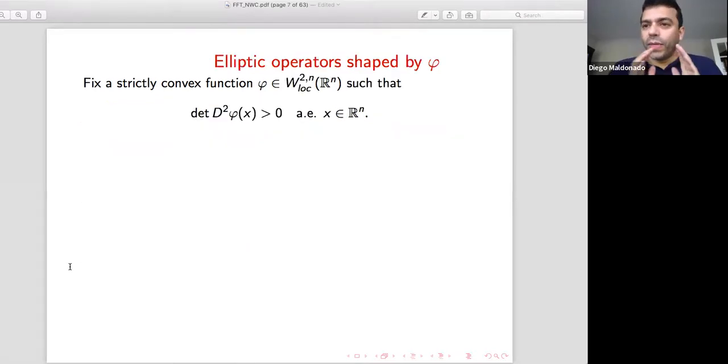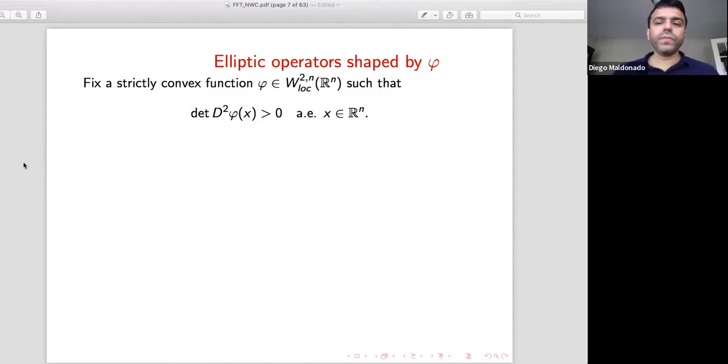Very good. So given phi, we have a bunch of open convex sets, the sections, and then we have a measure. So we have a third object related to phi like this. Now let's fix phi strictly convex in the Sobolev space from earlier, and let's add the assumption that the determinant of the Hessian is strictly positive for almost every x. We know that it is greater than or equal to 0 because of convexity, but the condition is that it's strictly positive almost everywhere.